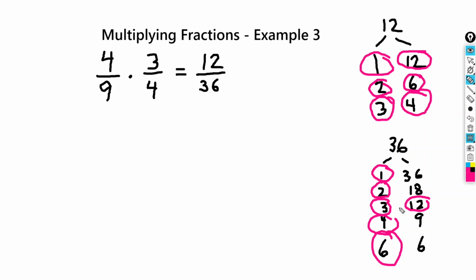Now we want to take the greatest common factor between the two, which is 12, and divide both the top and the bottom by 12. So let's divide both the top and the bottom by 12.